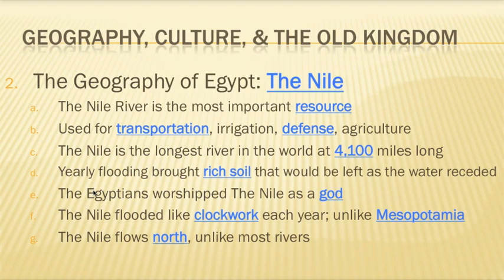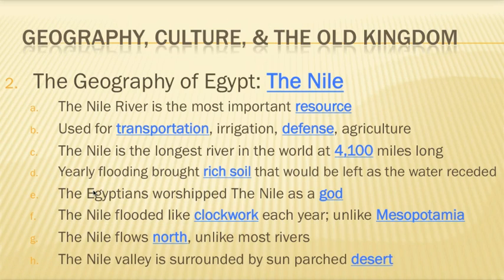Most rivers do flow from north to south, however, so this is a little bit different. The Nile Valley is surrounded by sun-parched desert. We already mentioned this. We know that the Nile has a lot of desert surrounding it.